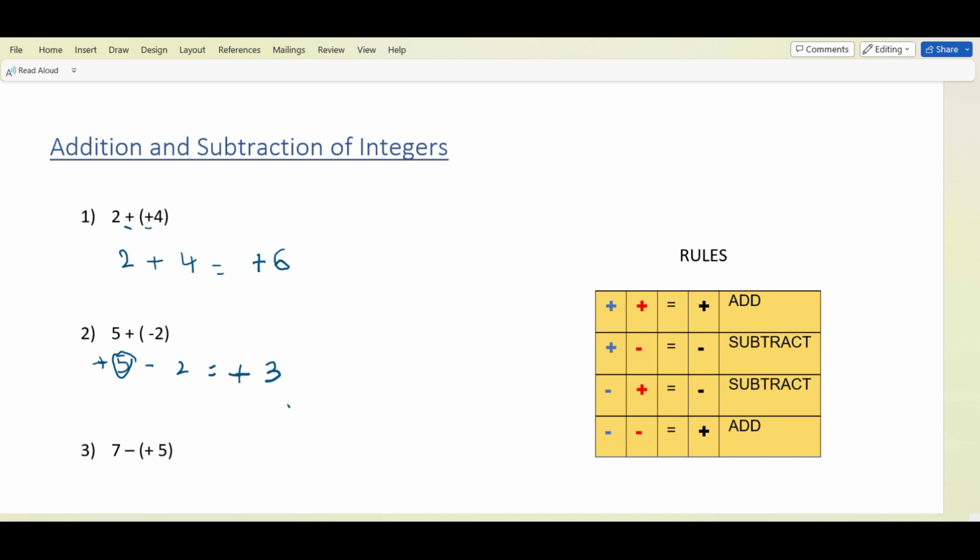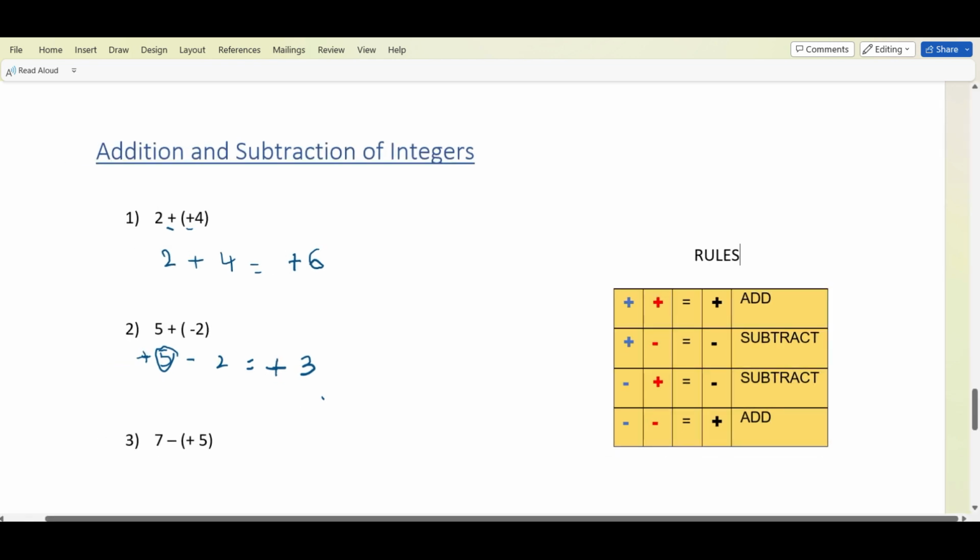So let us find the third example. In the third example, we have 7, write 7, and you have minus and then plus. So minus and plus, again we need to subtract. So that is 7 minus 5, which equals 2. Here you can find the greater number among 7 and 5 is 7. So we need to add the sign of that number here.